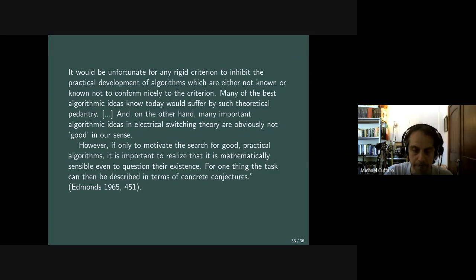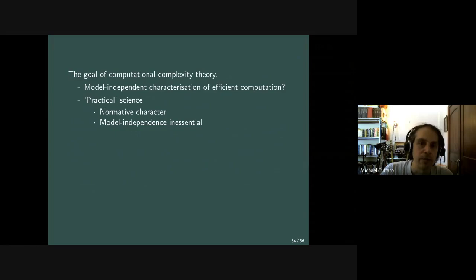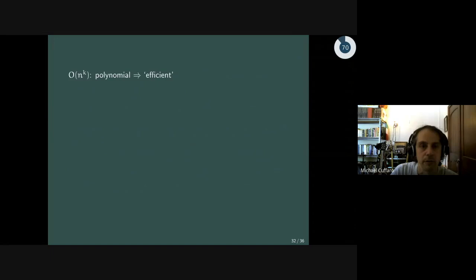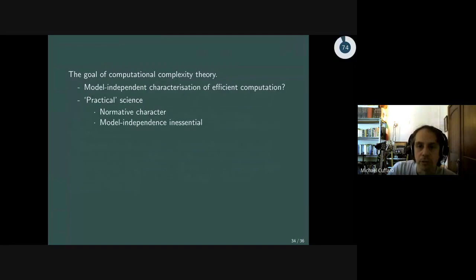So the goal of computational complexity theory, I want to argue, is it to give a model-independent characterization of efficient computation? I would say that no, that's not really the fundamental goal of computational complexity theory. I would be more inclined to go along with this quote from Lance Fortnow, that computational complexity theory should be better thought of as a practical science. It has a normative character. Model independence is an interesting and important notion that plays a part in the theory, but it's not an essential notion, strictly speaking. I would say fundamentally what computational complexity theory is about is making distinctions between the tasks that we want to actually perform, and making conceptual distinctions that in most cases will map onto the distinctions we make in practice.